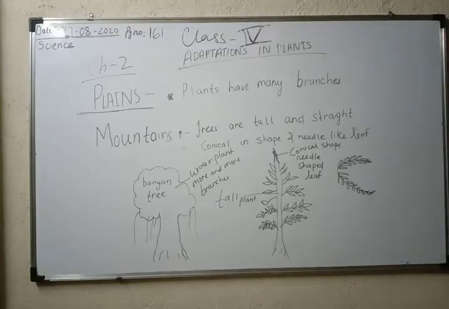We have already started with chapter number 2. We have completed chapter 1, and we have started with chapter number 2, that is adaptation in plants. In this chapter, we discuss what adaptation is and what a habitat is, what the different types of plants found in different types of regions are, and the adaptations adopted by those plants. We are now going to discuss the adaptations adopted by different types of plants in different types of regions.